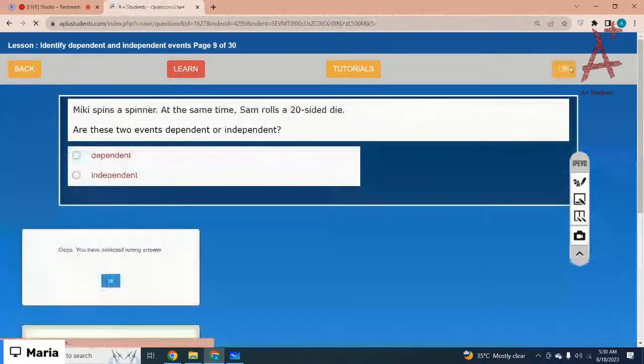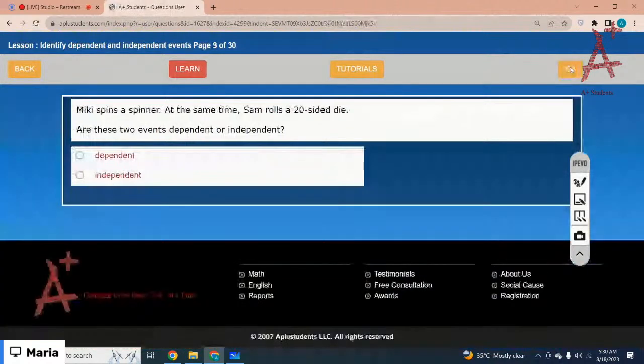Someone spins a spinner at the same time Sam rolls a 20 sided die. So, which is the correct option? They are independent. They are two different events, right? So they are independent.